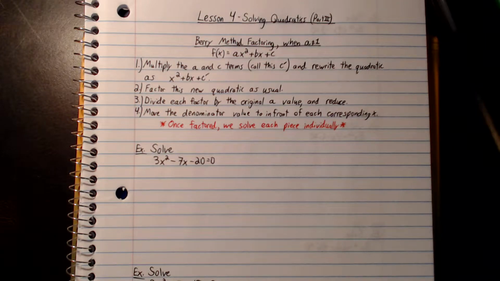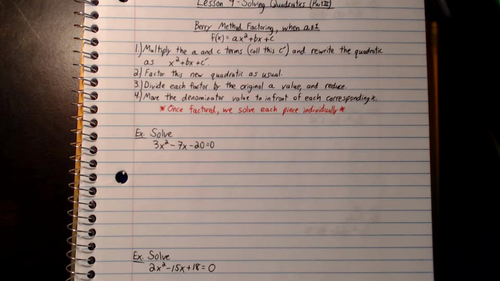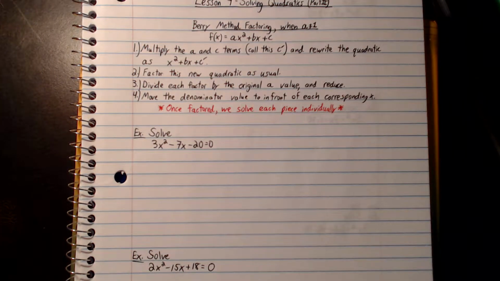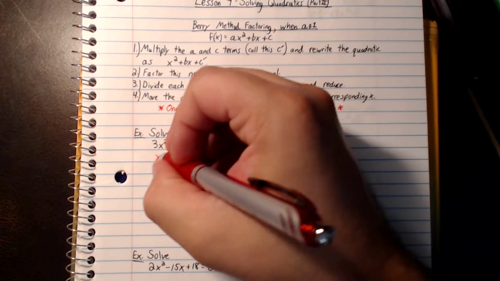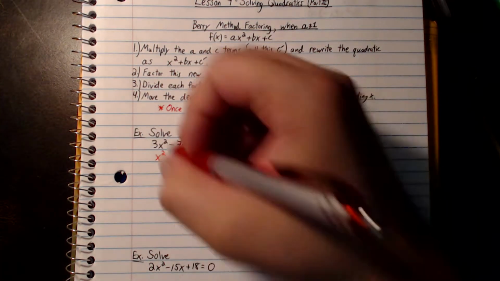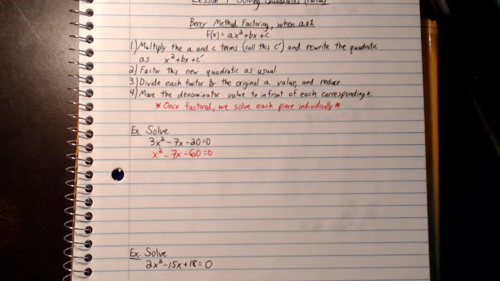Alright, so let's do an example of this. Right now this is still showing, so if you haven't written it down, we're still going to be able to reference it for this problem. Our first step tells us to multiply our a and c term, and we're going to rewrite without that a term. So I'm going to start off x squared minus 7x. And if I multiply 3 and negative 20, we get negative 60.